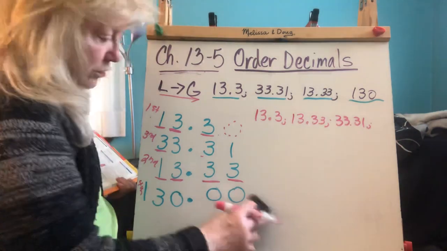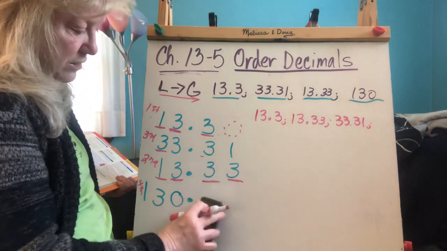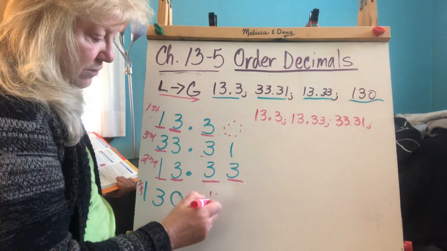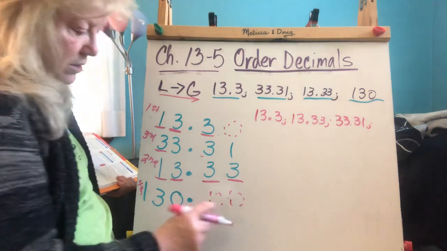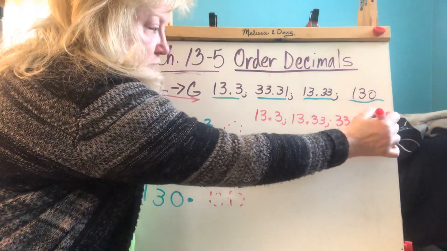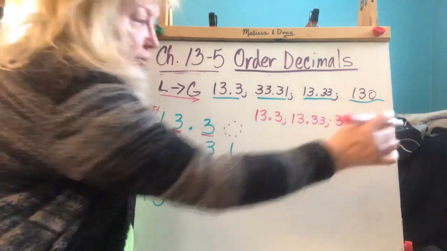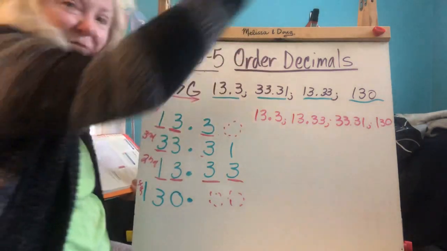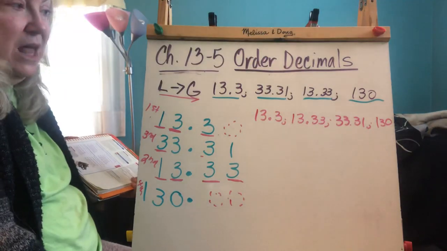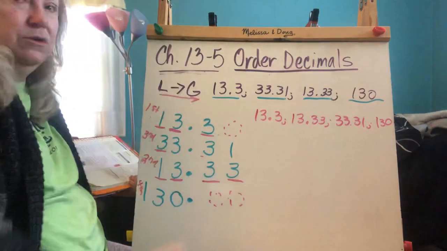Remember, we're not going to put these zeros in because these are imaginary zeros here and here. So we're going to rewrite. The last one is 130. I could fit it because it didn't have any decimal places after. Now it's in order from least to greatest.